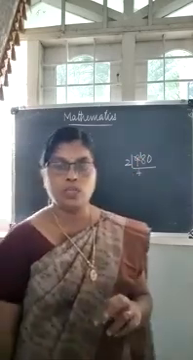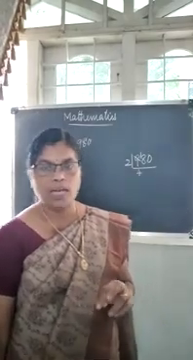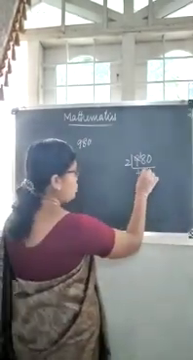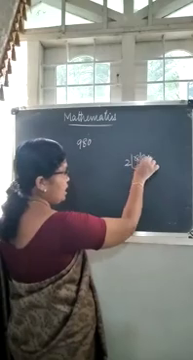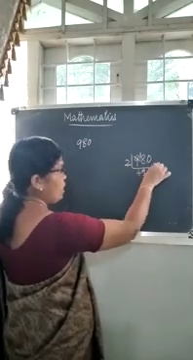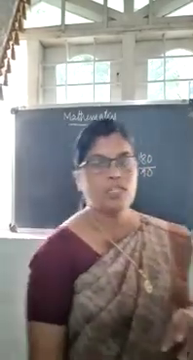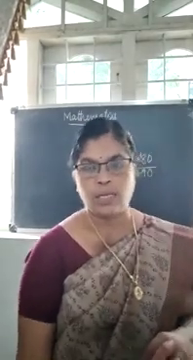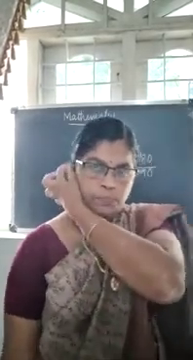In 18, how many 2's are there? 9 2's are 18. 9 times 2 is 18. Then 0 is left. We have to write 0. In 0, how many 2's? 0 2's are there. So we write 0 there.